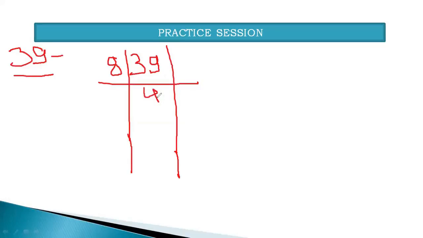8 4s are 32, and the remainder will be 7. One more division: 8 goes into 4 zero times, and the remainder is 4. In the same way we have to do our calculation till we get 0 as the quotient value. Note it down from bottom to up. After noting it down, we got the answer 47.